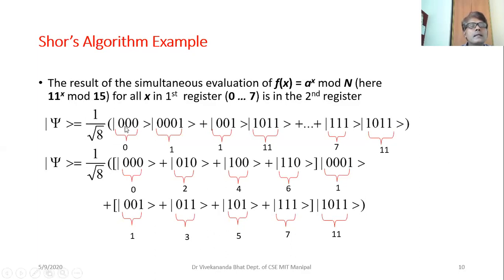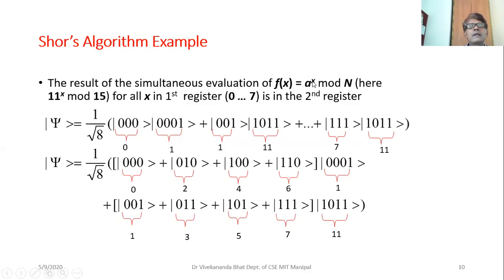So here the value is 0, then f of x is equal to 1. So the result will be in the second register. Second register having 4 qubits. So representing 1 using 4 qubits, that is ket 0001, plus ket 0 0 1, that is value is 1.